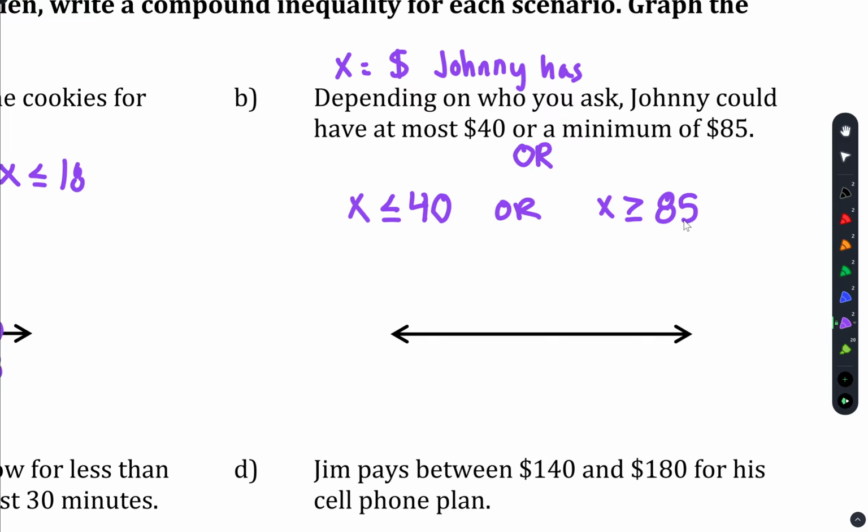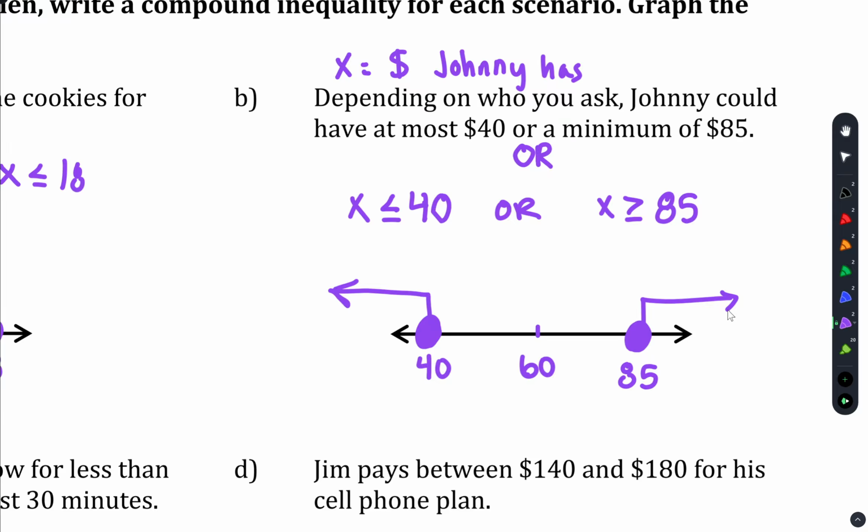That's as much as I can do with it. So now let's graph it. I'm going to put the smaller number on the left, the bigger number on the right, and pick one number in the middle. Doesn't really matter. I'll go with 60. Open or closed circles here? Closed, because he could have $40 and he could have 85. We don't really know. Johnny's not the most straightforward kind of guy. Which way is my arrow pointing? They're going to point away from each other because or inequalities face away.